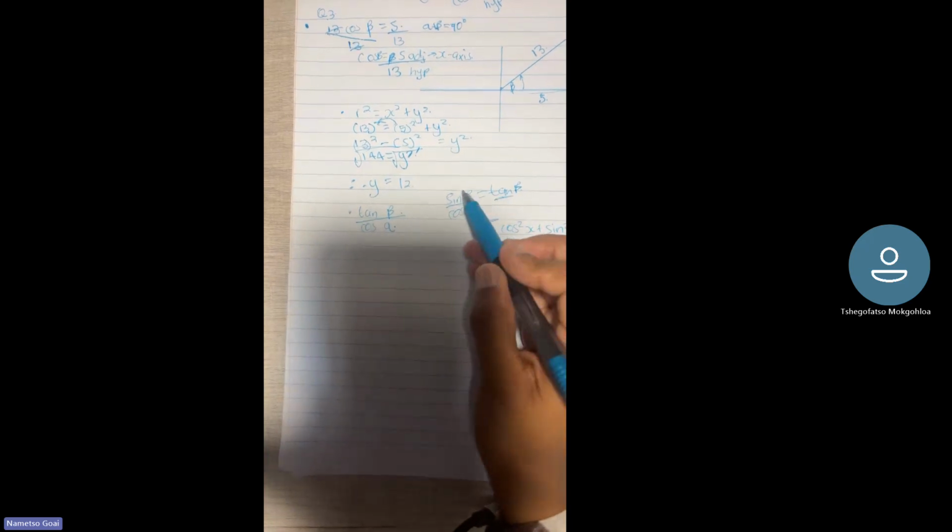So try and find out what our tan is. When you try to find out what our tan is, you just have to say sine beta divided by cos beta.